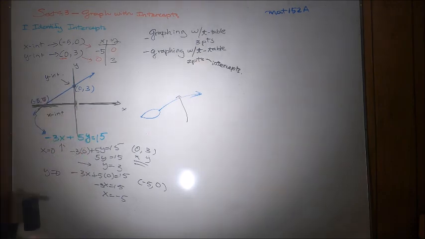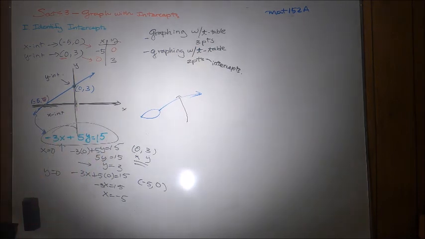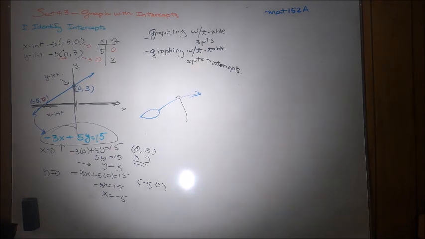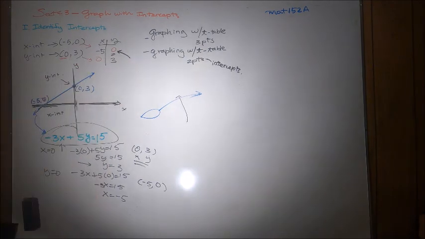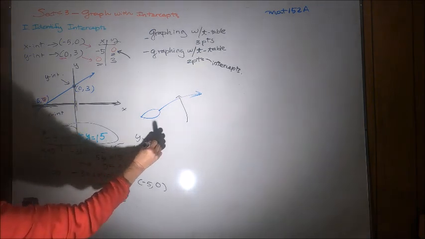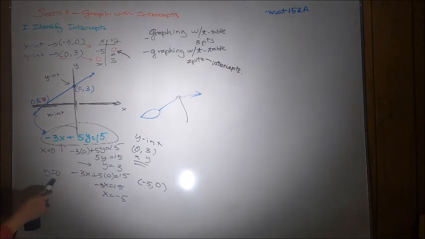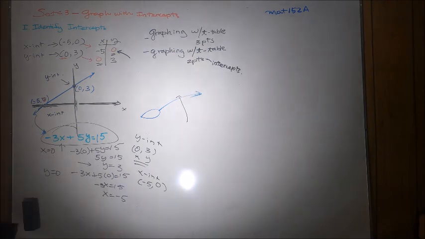So first, we identify intercepts by doing what? If I am given an equation and I want to find the x-intercept, what would I do? I would set y to 0. If I want to find the y-intercept, what would I do? I would set x to 0 to find the y-intercept. If I set y to 0, I will find the x-intercept. So it's the opposite.